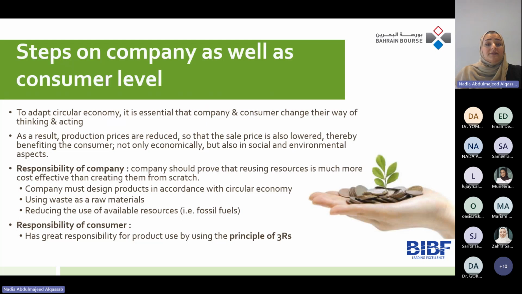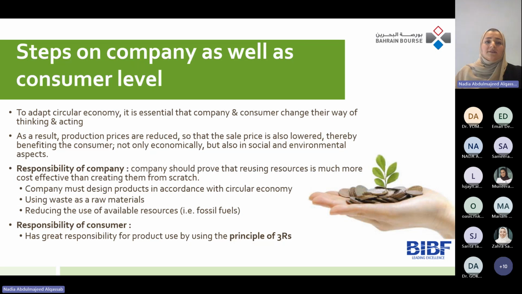Now, companies, and even consumers, there are things that we have to do to achieve a circular economy. As I told you, and I'm saying this across the presentation, we have to adapt, we have to accept. A big part of the concept of sustainability is actually acceptance. It is essential that we change our way of thinking and acting, and production prices can be reduced with time, okay, if there is acceptance. And the sale price, with increased production, can be lowered in the long run.